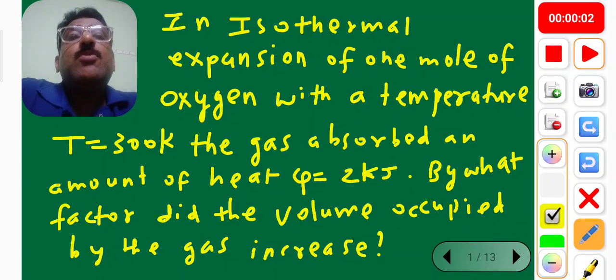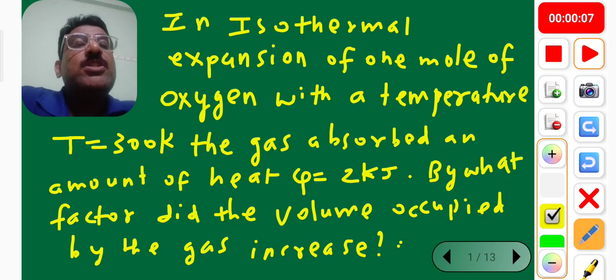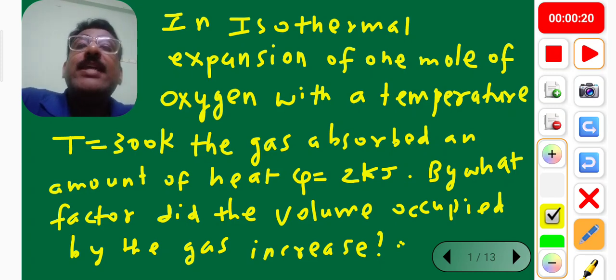Now let us do this problem here. In an isothermal expansion of 1 mole of oxygen with a temperature of 300 Kelvin, the gas absorbed an amount of heat Q equal to 2 kilojoules. By what factor did the volume occupied by the gas increase?